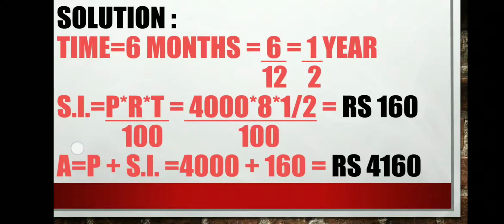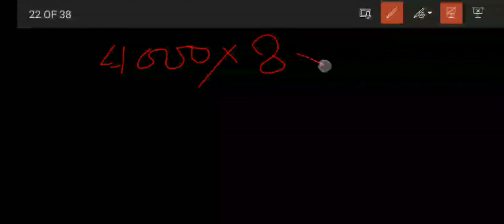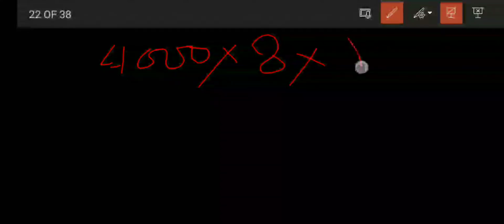Then, we know SI is equal to P into R into T divided by 100. So, we'll put the values. P, the principal, is 4,000, rate of interest is 8 and time is 1 by 2, divided by 100. And the simple interest comes to be rupees 160. Let me show you how it has come. This is PRT, that is 4,000, that is P. P means principal, into R, that is 8%. Into T we calculated, that was 1 by 2.